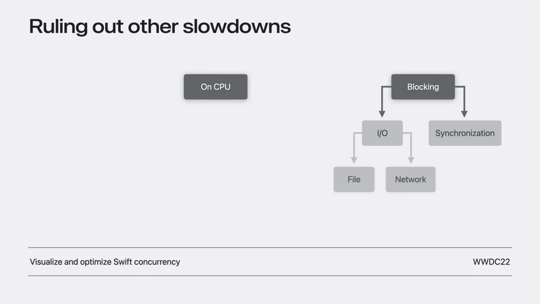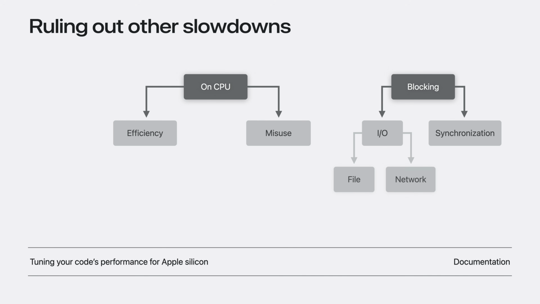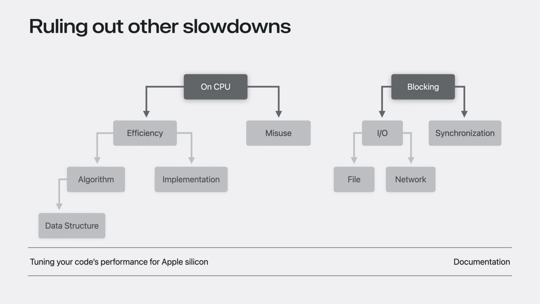When your threads are unblocked and on CPU, it's possible there's an API that's being misused, like applying the wrong quality of service class to your code or implicitly creating too many threads. Read the documentation on tuning your code's performance for more details. But if it's efficiency that's the problem, you either need to change the algorithm and its associated data structures, or the implementation, which is how the algorithm is expressed in the programming language. Use tools to determine which branches of this tree you should focus on first.